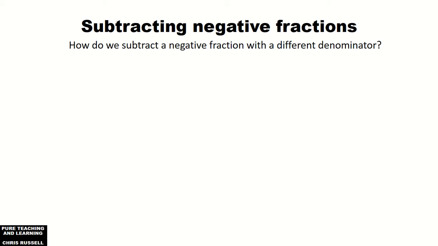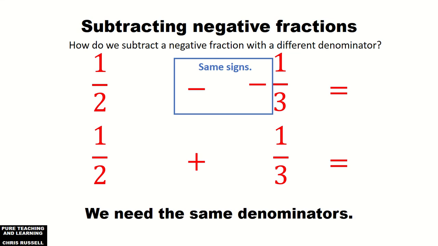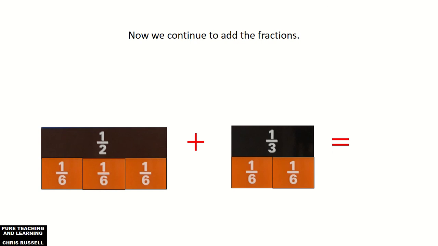Subtracting negative fractions. How do we subtract a negative fraction with a different denominator? We've got a half subtract negative 1/3. They're the same signs this time. What are we going to do? That's easy. If they're the same signs, addition. So a half add 1/3. We need the same denominators like we did before. This time we've got 1/6 already there for us. So now we just continue to add the fractions.